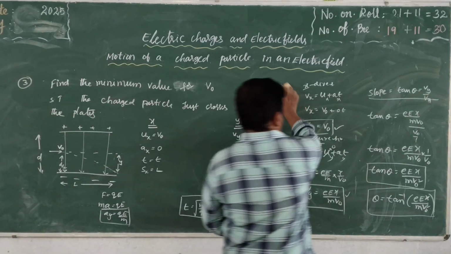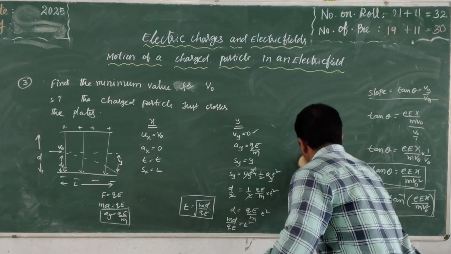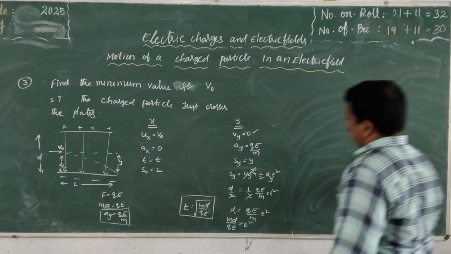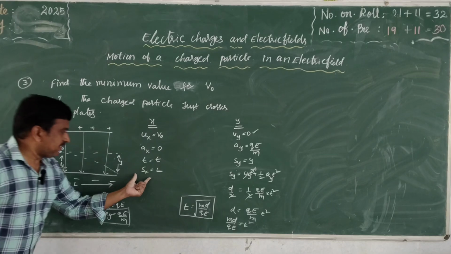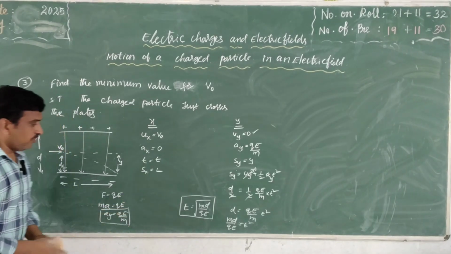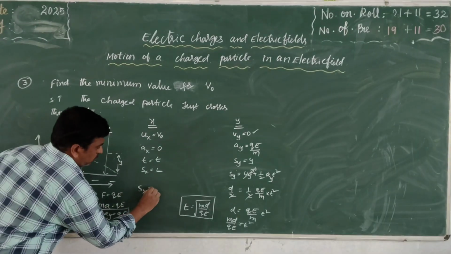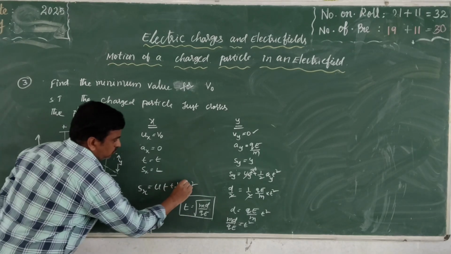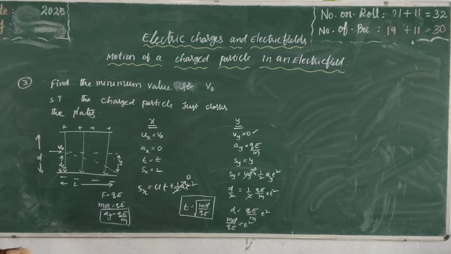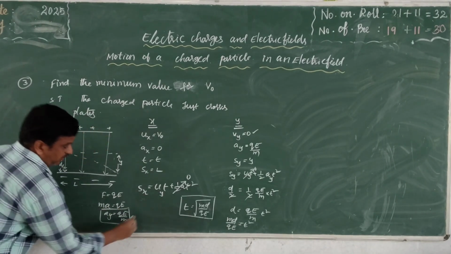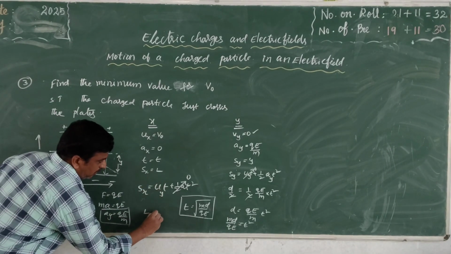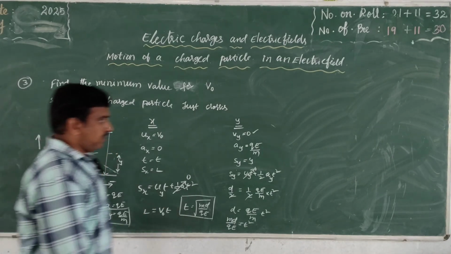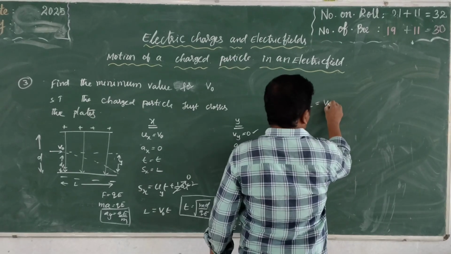For that, see here what we can write. Sx equal to L. So we can write Sx equal to ut plus half a t square. This value is 0, because acceleration along x axis is 0. Here u means u x. We can write Sx means L equal to u x, and u x means v naught into t. So L equal to v naught into t.